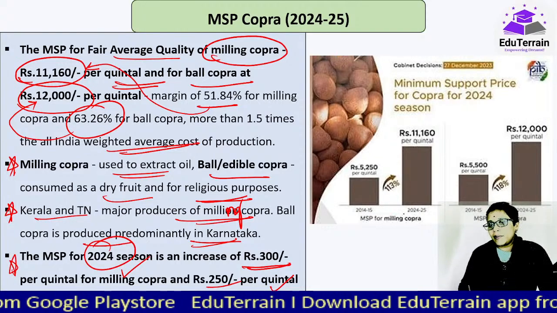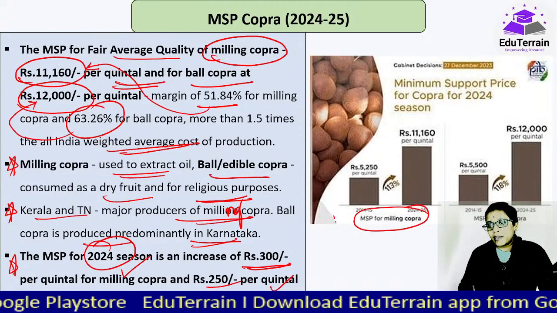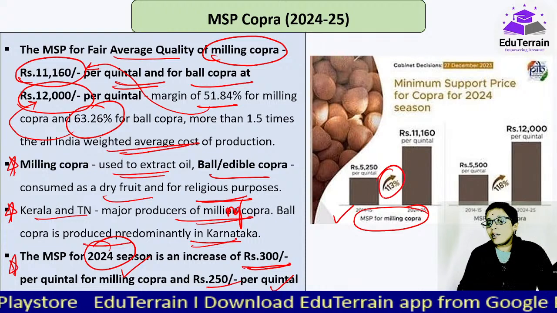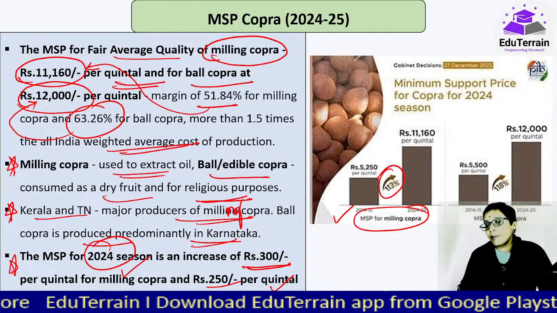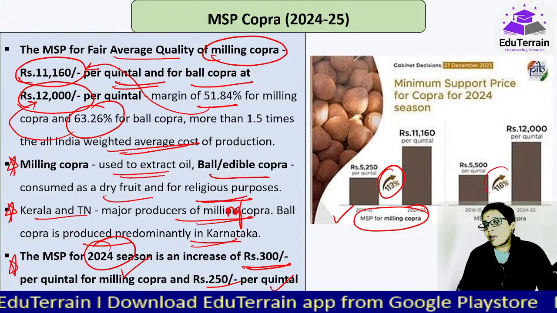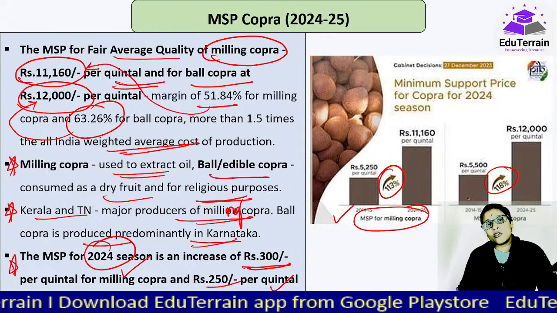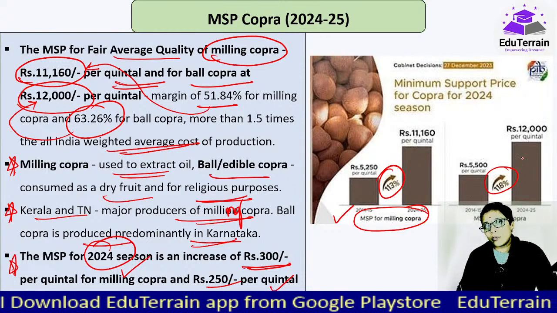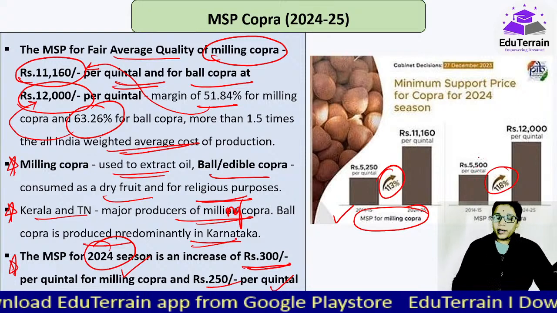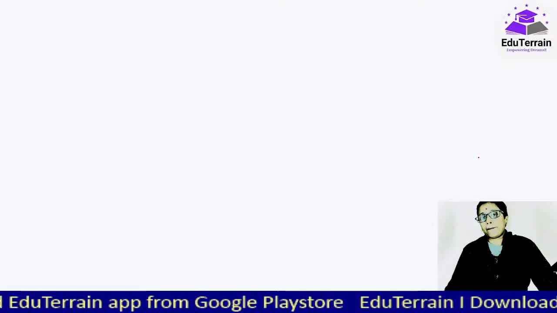If you see this, in comparison with 2014 there is a 113% increase in MSP, and for ball copra it is a 118% increase from 2014-15 to 2024-25. Okay, so this is about MSP of copra.